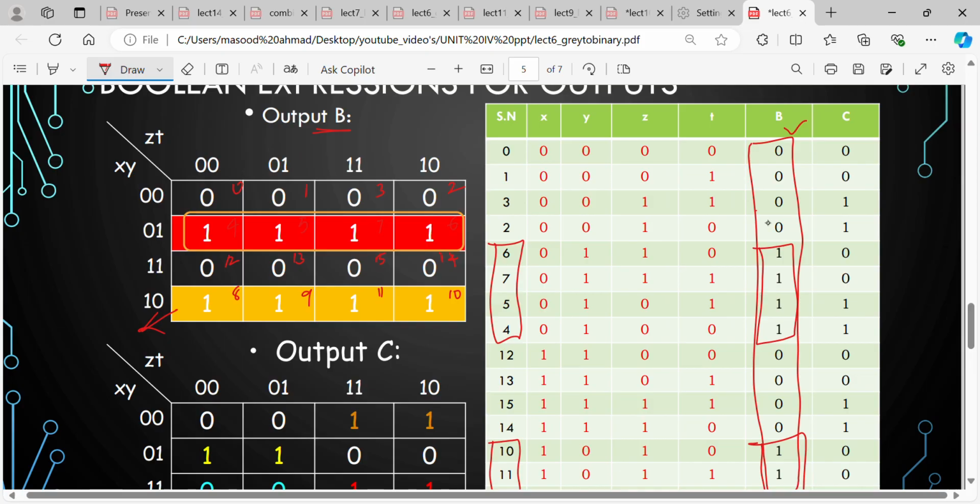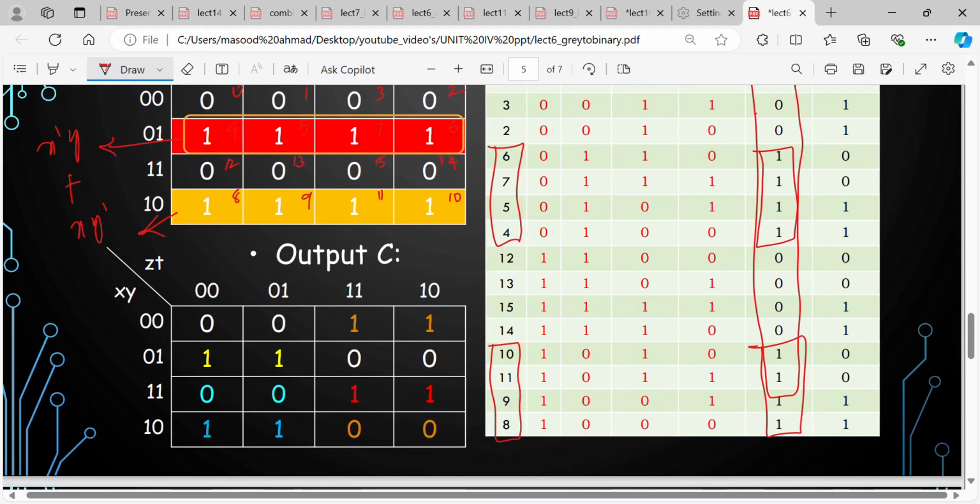As it changes from here to here, Z and T are continuously changing, so ZT will not come into the picture. So this is X Y bar. What about this expression? ZT is changing over this length, and if you look at it here, it is X bar Y. So the expression for B will be X bar Y plus X Y bar. Similarly, for C, we need to enter these values of C into the map.